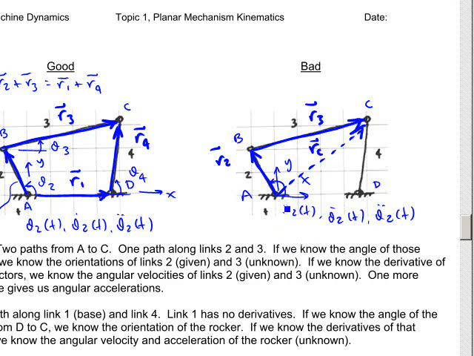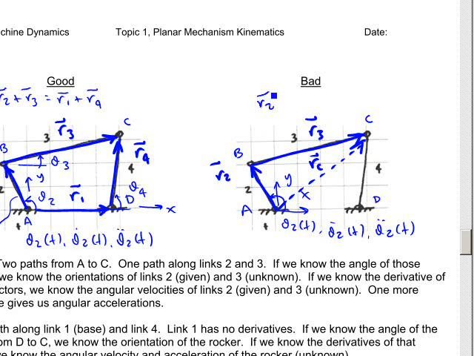I've got three vectors. I've got R2 plus R3 equals RC. I've got 6 possible unknown position quantities, 3 magnitudes in 3 directions. I know R2 length, I know R3 length, I know theta 2. I don't know RC right off the bat, so that's an unknown I'd have to figure out.